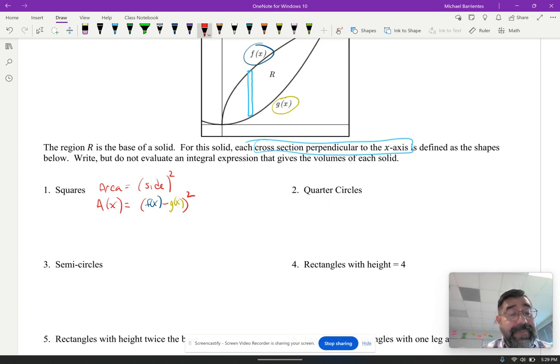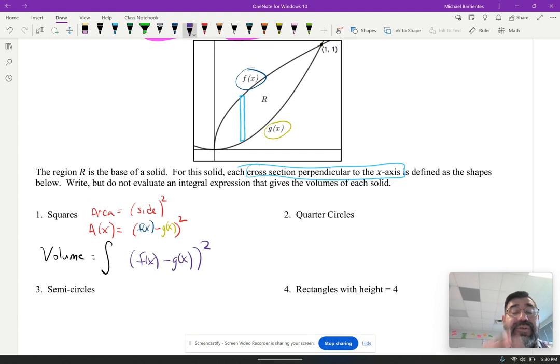Okay, so we did that. Therefore, to find the volume, we're going to take the integral of this thing. Let me do it in a different color here. Let's do it in purple. f of x minus g of x quantity squared. We're starting to stack our slices from 0 all the way to 1, from 0 to 1, dx, and we're done. That's the setup for number 1. Okay? Setup for number 2.